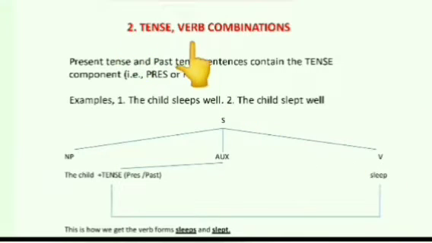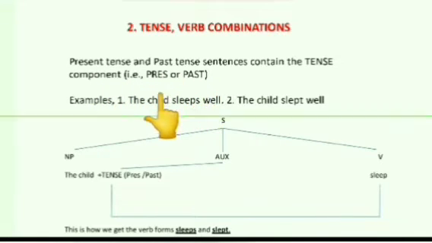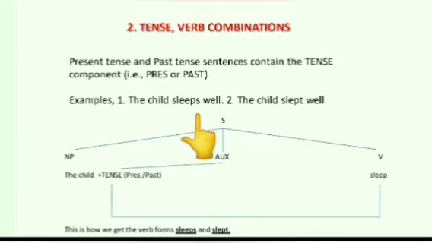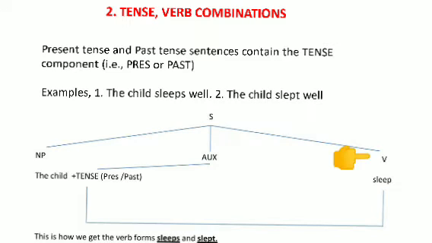Tense, verb combinations. Present tense and past tense sentences contain the tense component, that is, present or past. Examples: the child sleeps well, the child slept well. Sentence, noun phrase, verb. The child plus tense, present or past. That's auxiliary. Plus verb. This is how we get the verb forms sleeps and slept.